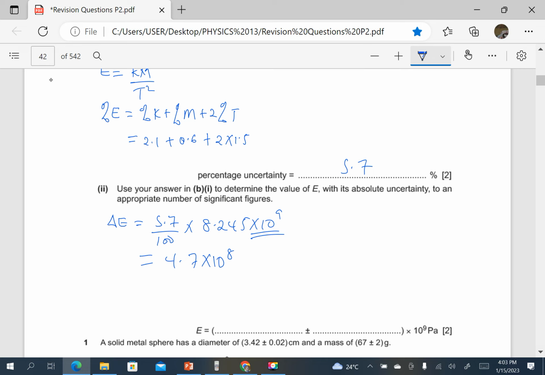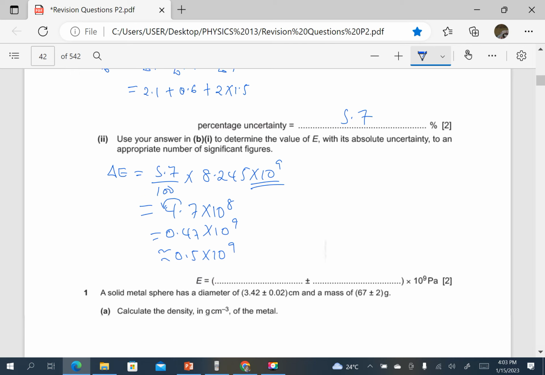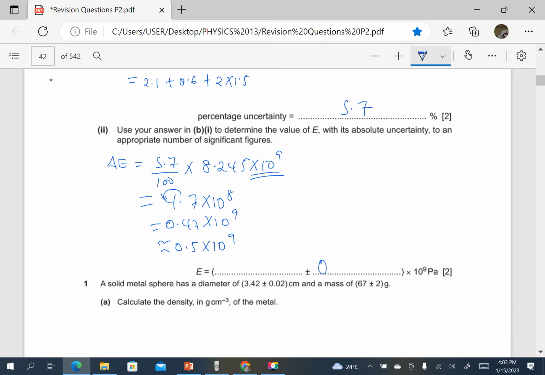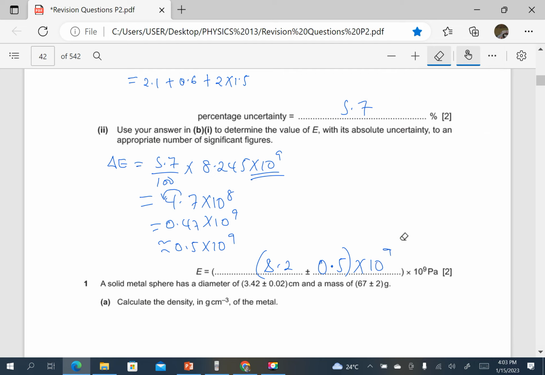Note that the other value was to power 9, so I must write this also to power 9. So I will move one step to the left. So it is 0.47 times 10 power 9, which is approximately 0.5 to one significant figure times 10 power 9. It is one decimal place, so I'll write the answer as 8.2 to one decimal place. The power 9 has been written there, so I don't need to repeat myself. So let me rub off this.